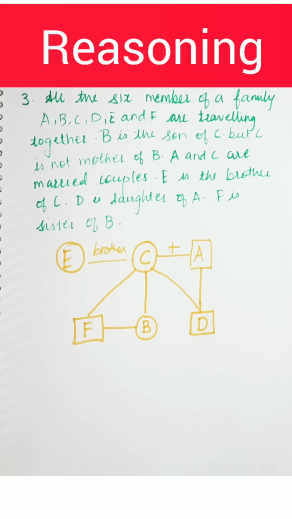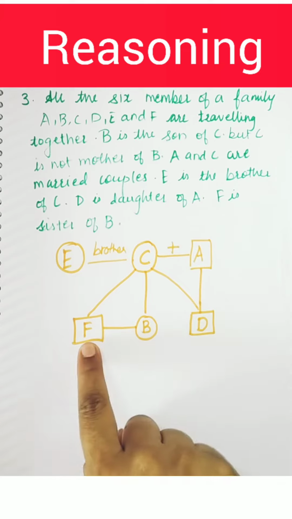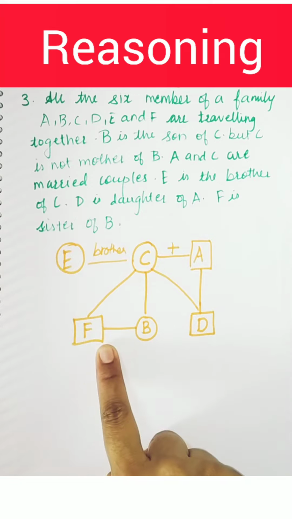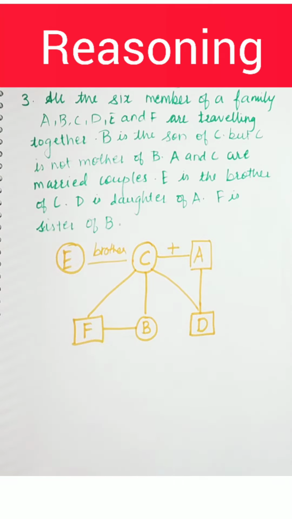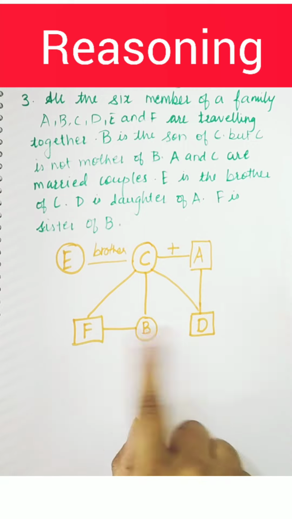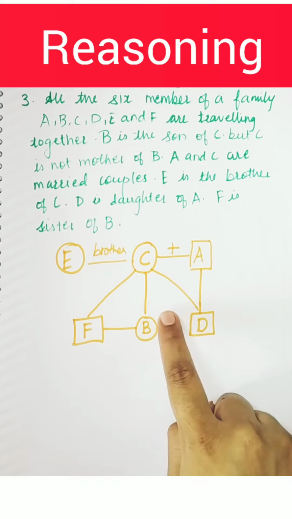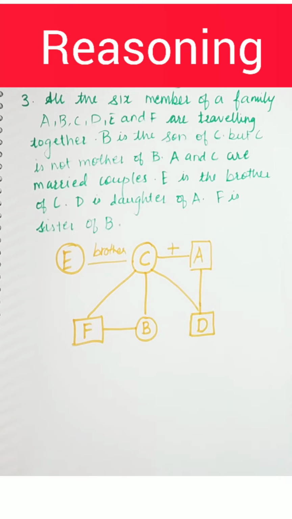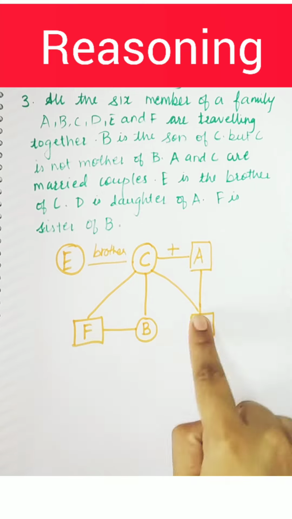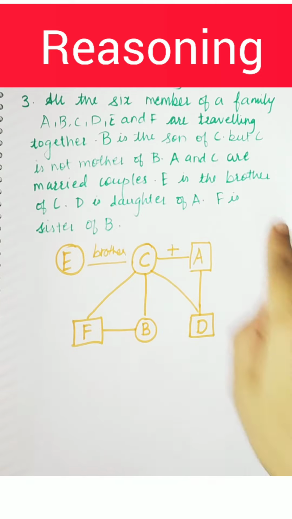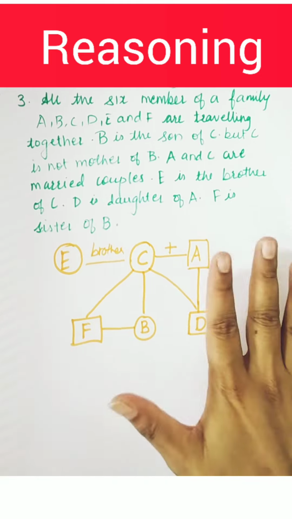Okay, then how E is related to F? E is the uncle of F, right? If there is one more question, how many brothers does F have? Brothers they have asked, not brother and sister. They have asked brothers. So only one brother and one sister. Means if they have asked who is the son of A? B. Okay, so any question can be answered if you can draw these type of charts.